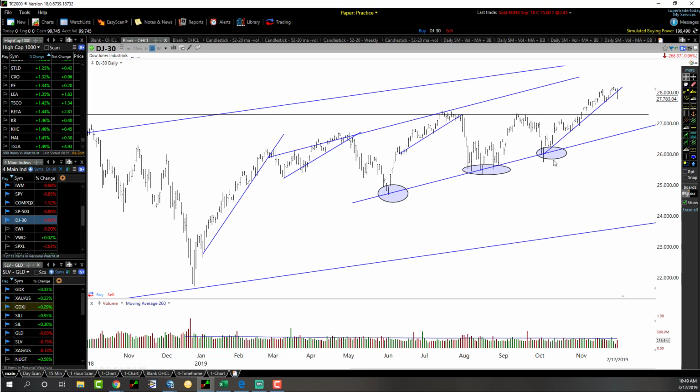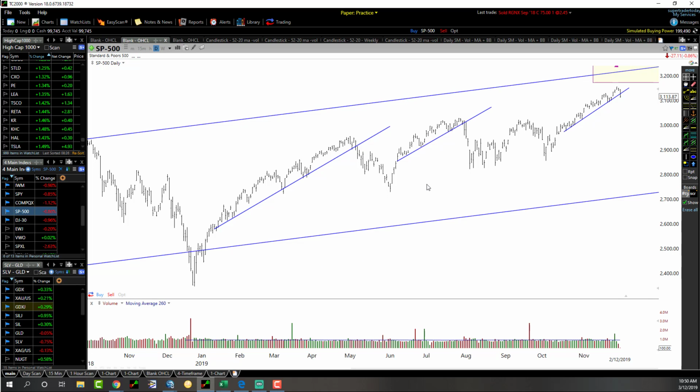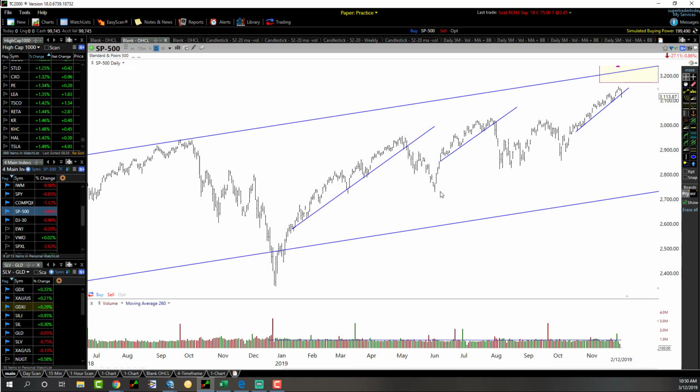S&P futures already down 5 points. That's okay. That's not much. 5 points is really not that much. It's just a little bit in the scheme of things. Same for the S&P 500.